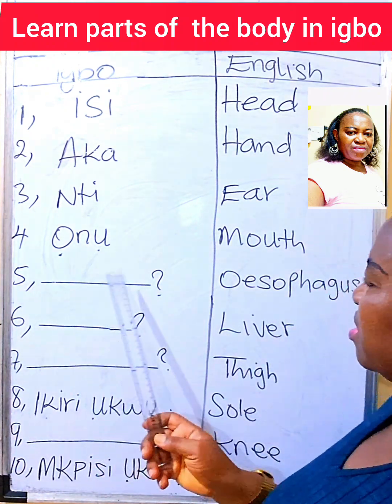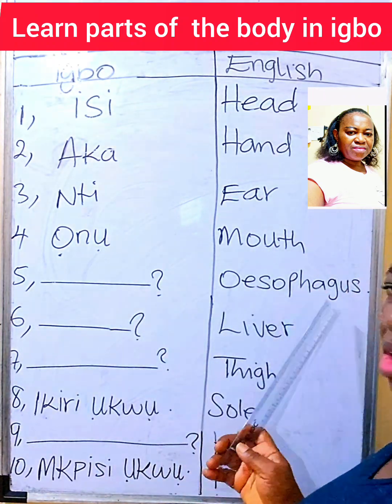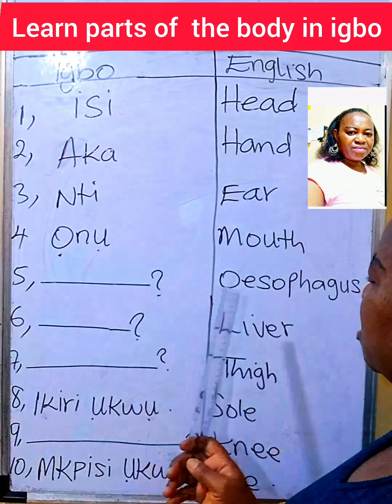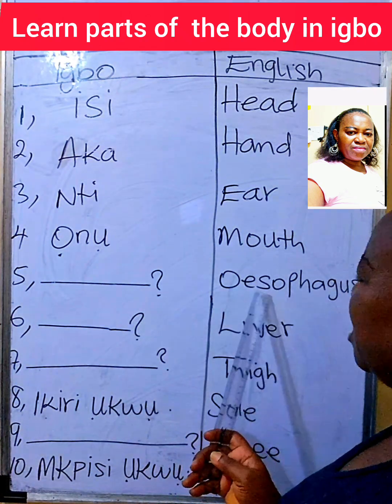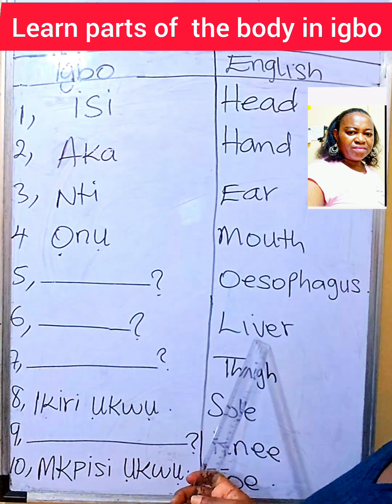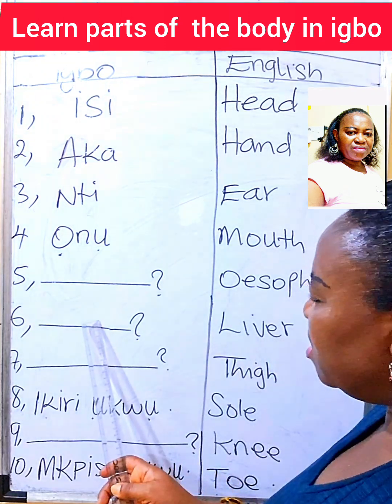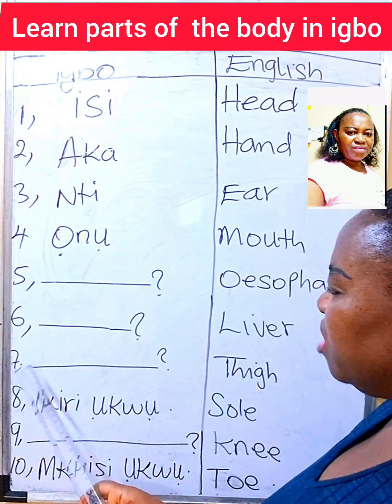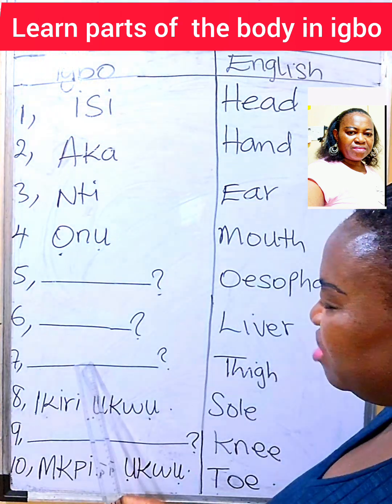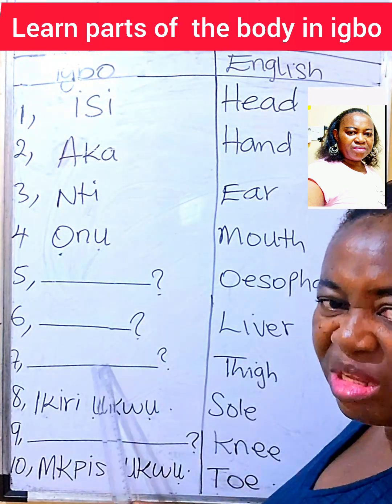Number 5. Dash means esophagus. Say it again, class. Dash means esophagus. Write the meaning of esophagus in Igbo language. Dash means liver. Write the meaning of liver in Igbo language. Number 7. Dash means thigh. Write the meaning of thigh in Igbo language. Remember, all of them are parts of the body.